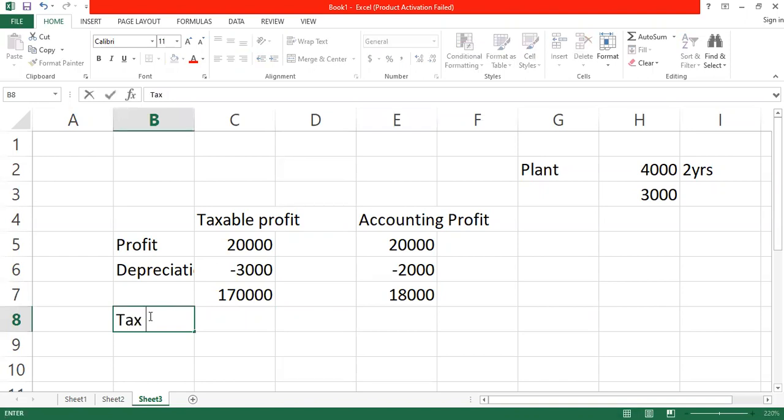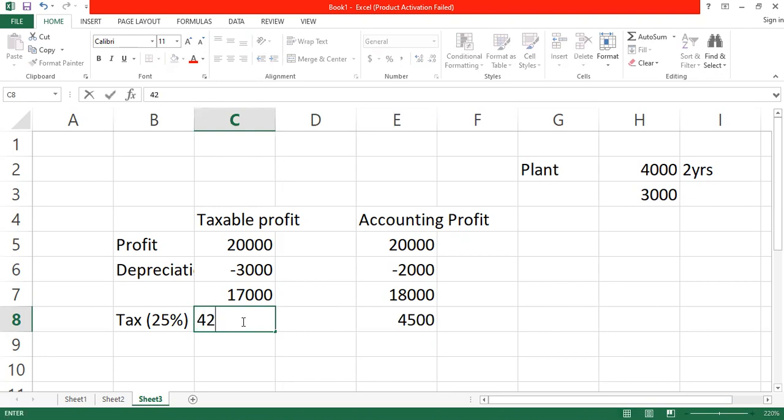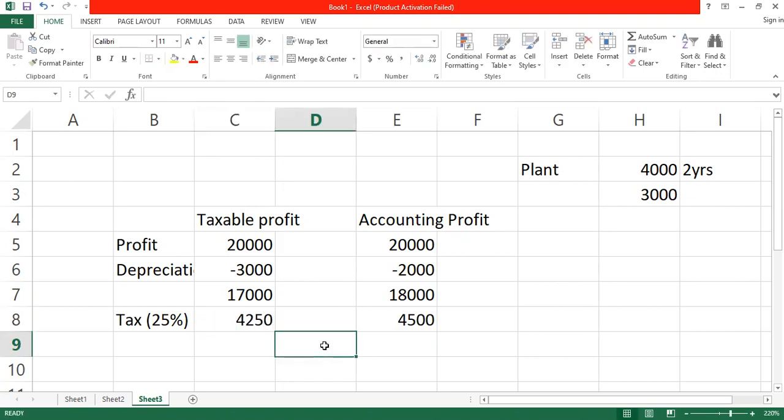Okay. Let's assume that the tax rate is 25%. What will be the tax for the year? Under the taxable profit, what will be the tax? And under accounting profit, what will be the tax? Accounting profit will be 4,500, isn't it? Yes, 4,500. And this will be 4,250. What's the difference? The difference is 250. What is causing the difference?